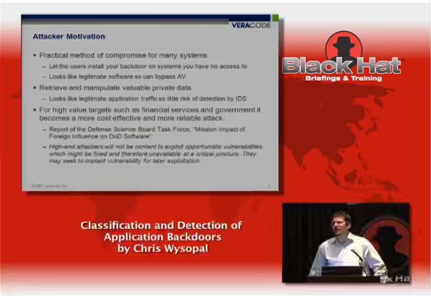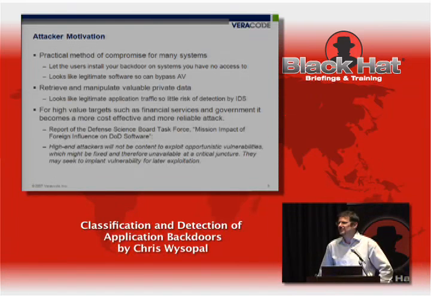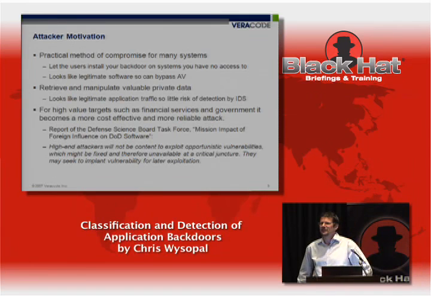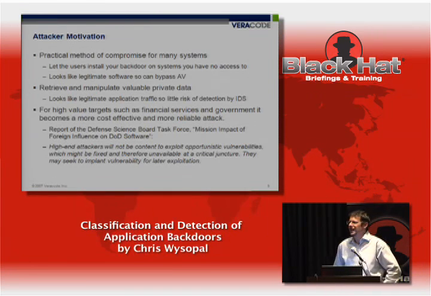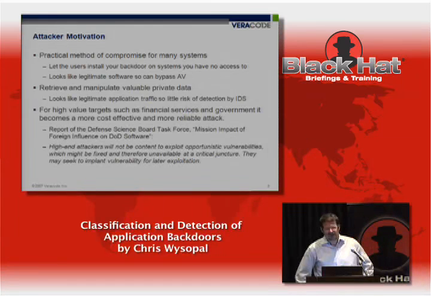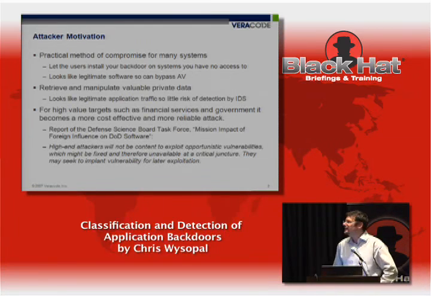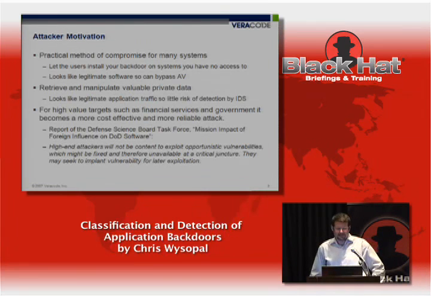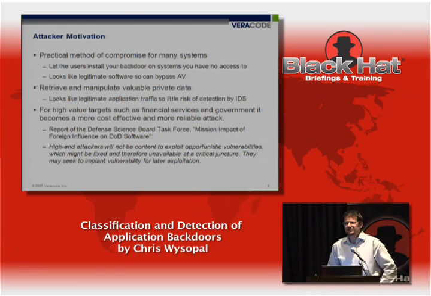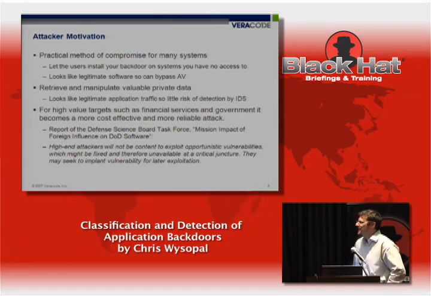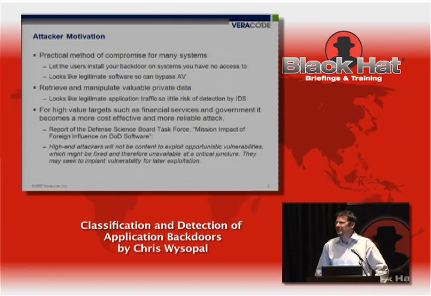It's also, you're getting by any kind of IDS or antivirus because you're putting it in a legitimate application that's supposed to be installed, and the application traffic typically is what the application would normally look like on the network. The DoD has recognized this. They came out with a report in the fall called Mission Impact of Foreign Influence on DoD Software, and they're just starting to get a handle on the fact that they've done a pretty good job of changing the culture, and they have infrastructure type security, and they're patching their systems, and they're trying to configure them and lock them down.